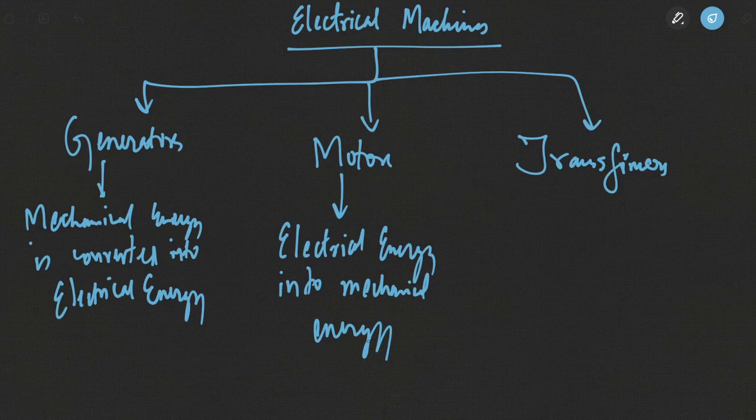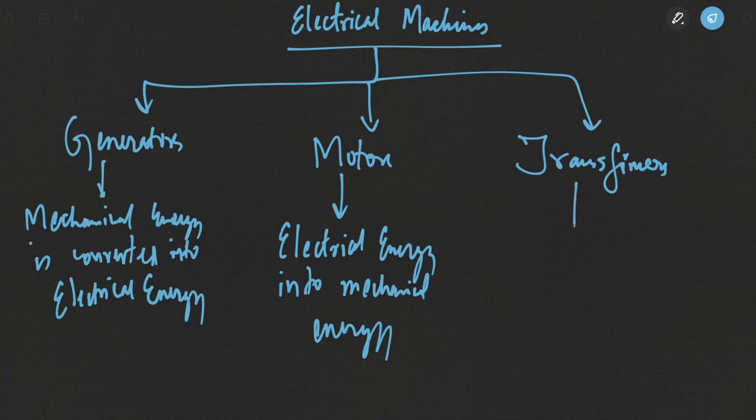Industrial applications, there is a huge number of applications of electrical motors in industries. Almost 45% of the electrical energy generated worldwide is consumed by motor drives only. So you can imagine how many application areas there are of motors. 45% of the total electrical energy generated worldwide is consumed by electric motor drives.